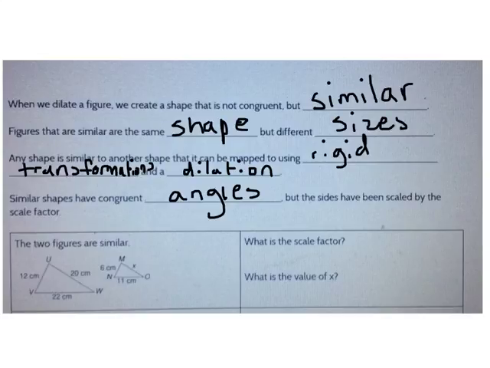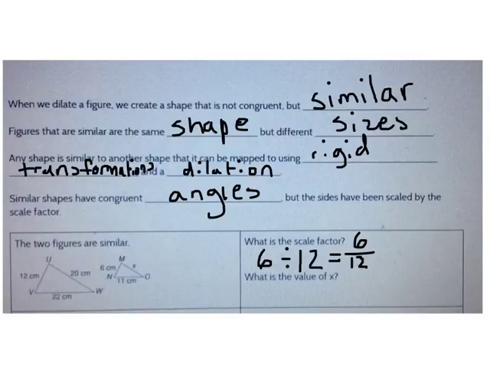Let's start with an example of a problem that's similar to one we did last week. The two figures are similar. First, what is the scale factor? Remember, I can divide a side on the new shape, 6, by a corresponding side on the old shape, 12. How do I write the result of 6 divided by 12 as a fraction? It would be 6 over 12. Now I can simplify my fraction to find the scale factor.